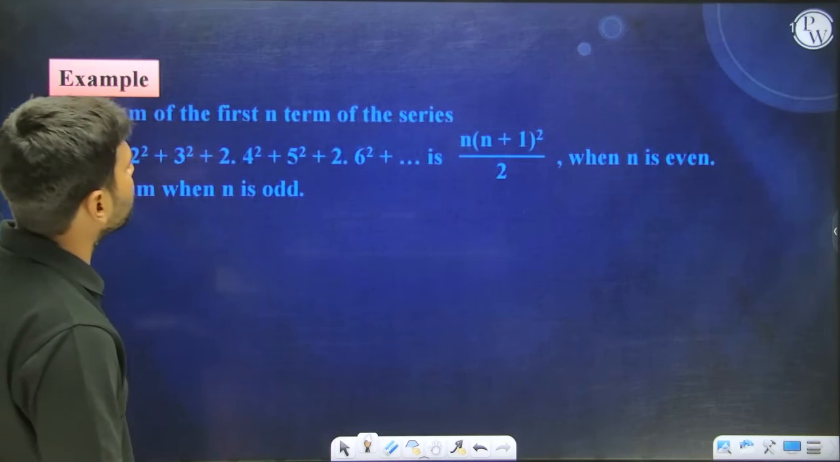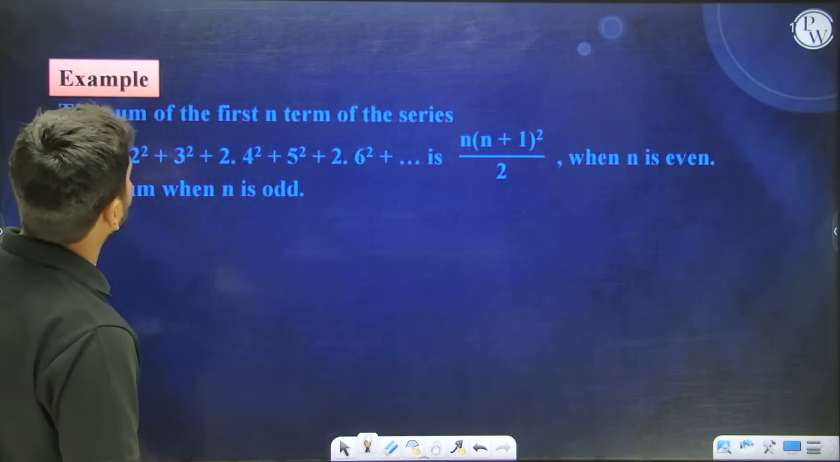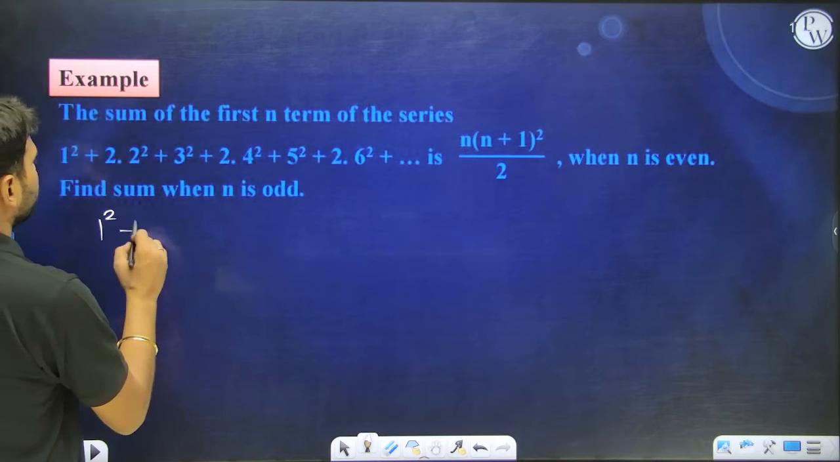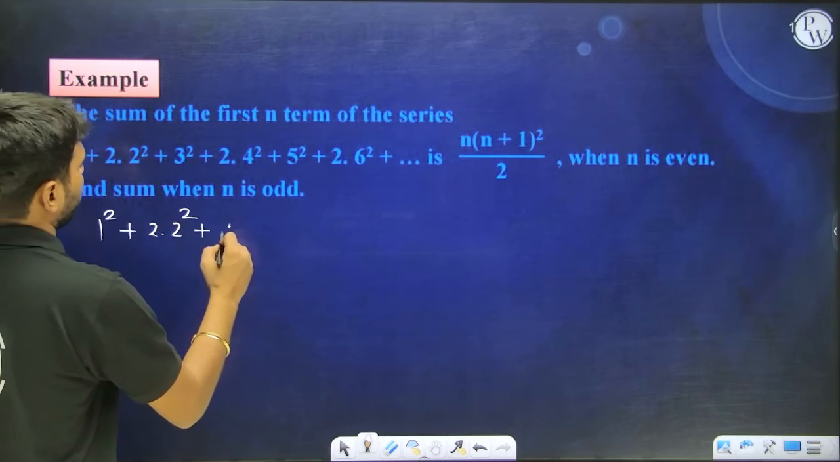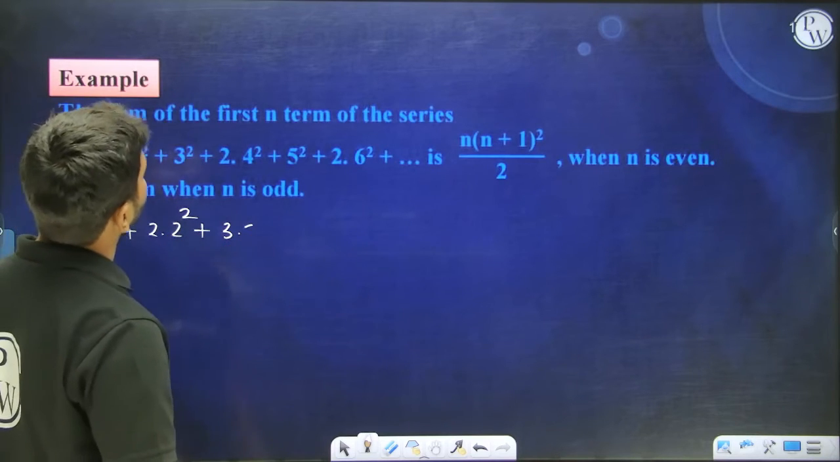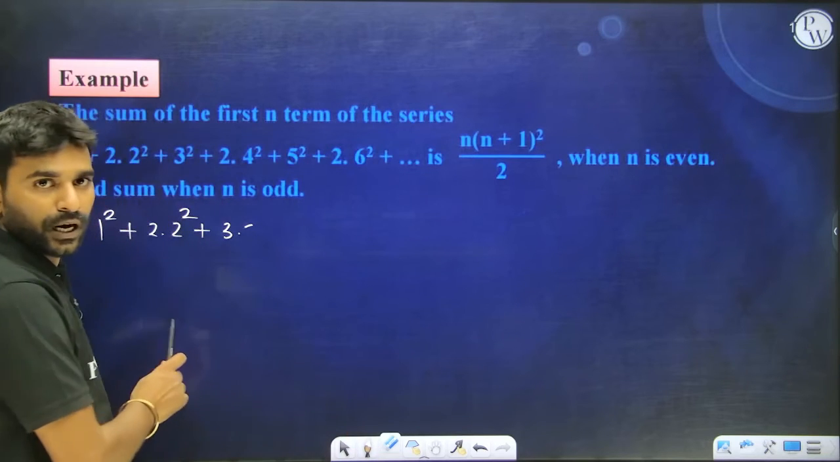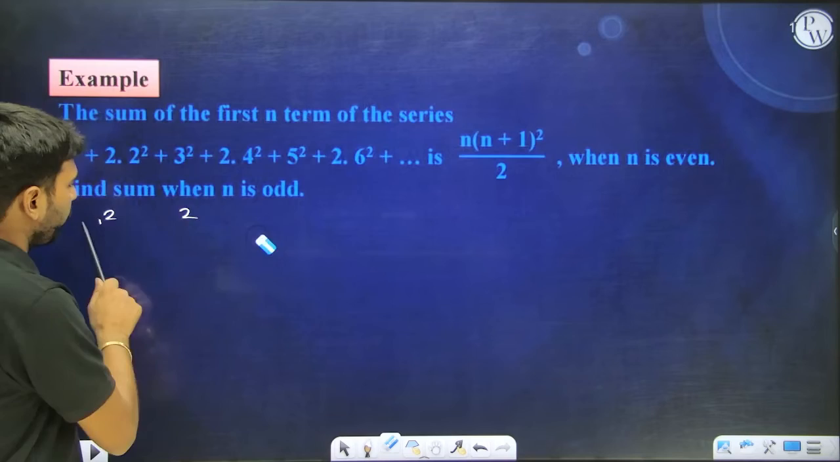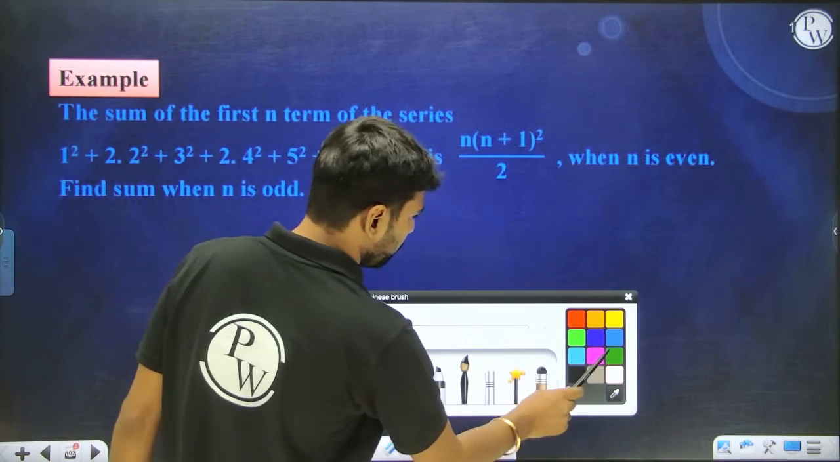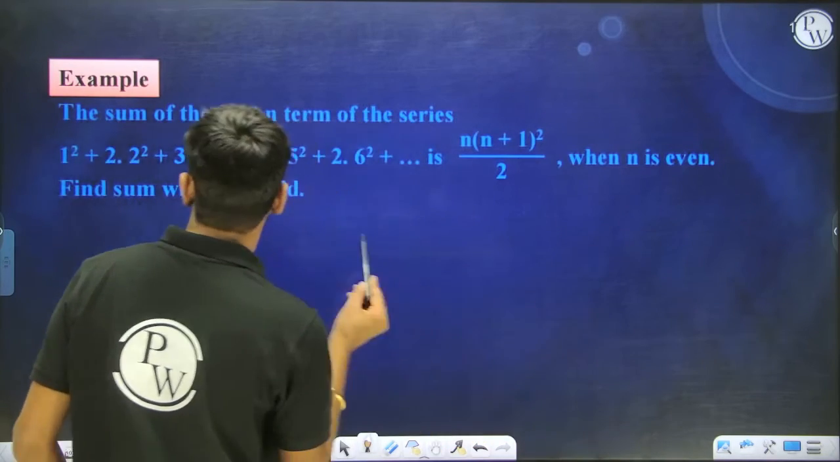Alright, find the sum of the first n terms of this particular series is what the question is asking me. So let me write down the series first: 2 into 2 square plus 3 into, okay, 3 square it is. Okay, I hope the question is visible to all of you. Alright, let me tell you how to solve this particular problem.